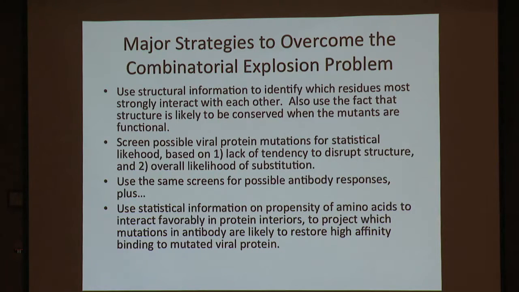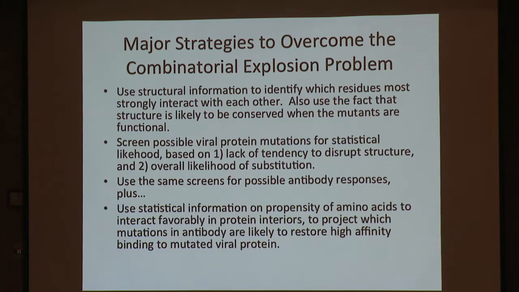So when one of those residues in the virus mutates, then it's one of those corresponding residues that interact strongly with it that is likely to be an effective counter. Then we screen the possible viral mutations for statistical likelihood, based on the lack of tendency to disrupt structure and the overall likelihood of substitution.